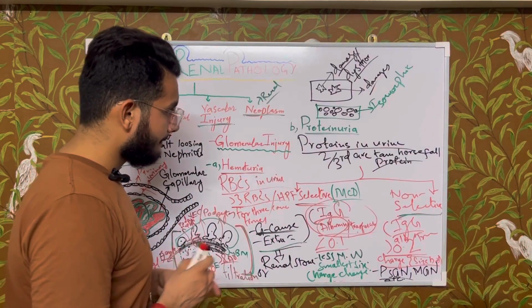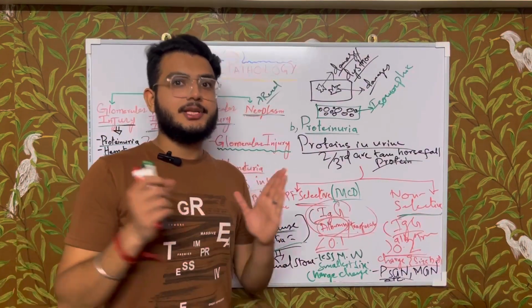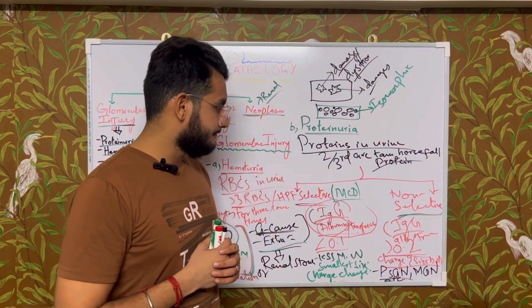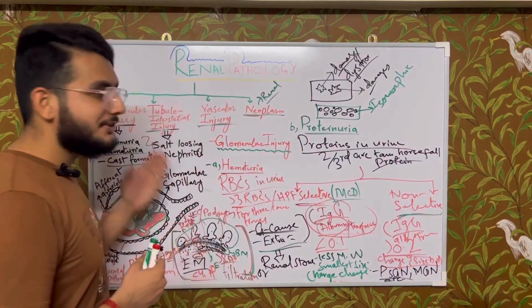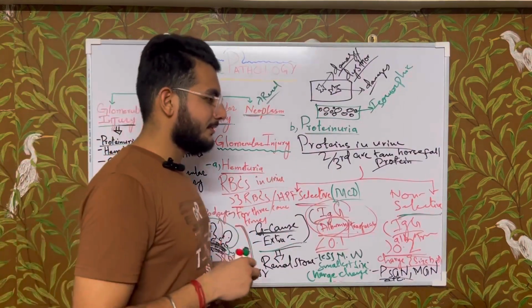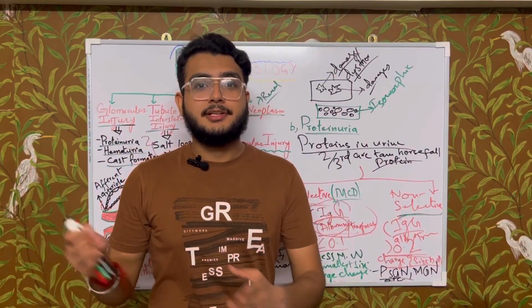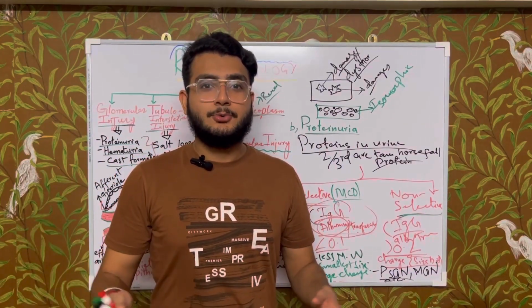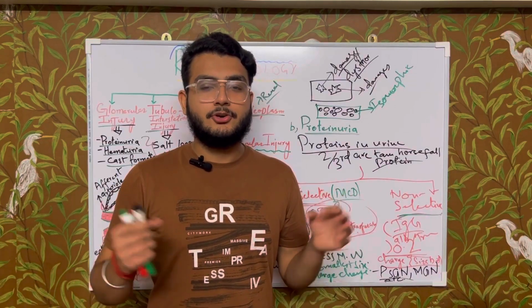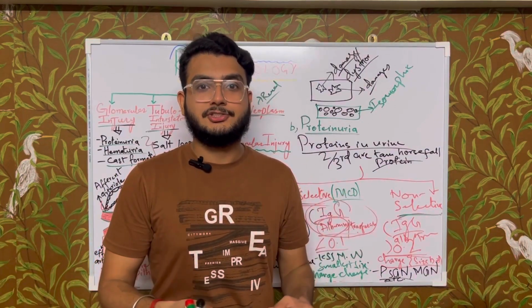So on the basis of proteinuria, we divide glomerular injuries into two types. One is nephrotic syndrome, another is nephritic syndrome. We'll discuss both syndromes in our proceeding sessions in much more detail.